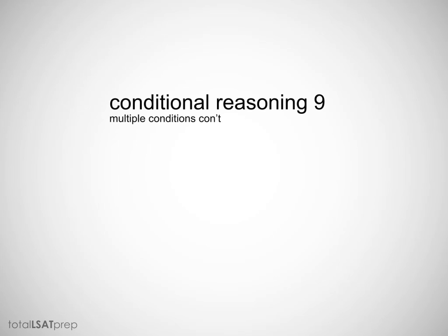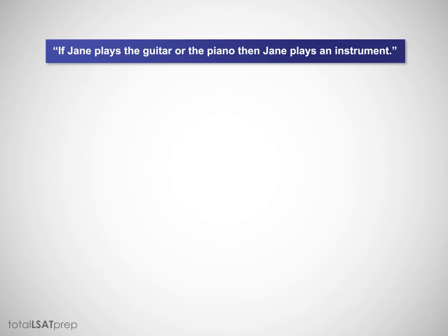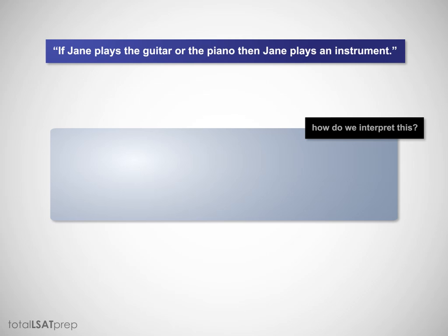Okay, in this movie, we're going to continue our examination of conditionals that have multiple conditions in them. So taking a look at our conditional statement, it says that if Jane plays the guitar or the piano, then Jane plays an instrument. So how do we interpret this? Well, what it means is that either element in the sufficient condition works as a guarantee. So we have that here in our diagram.